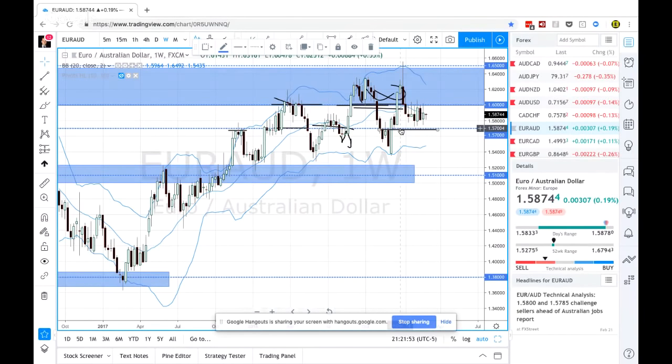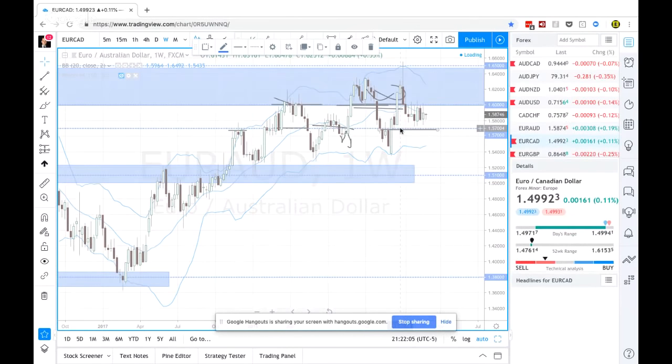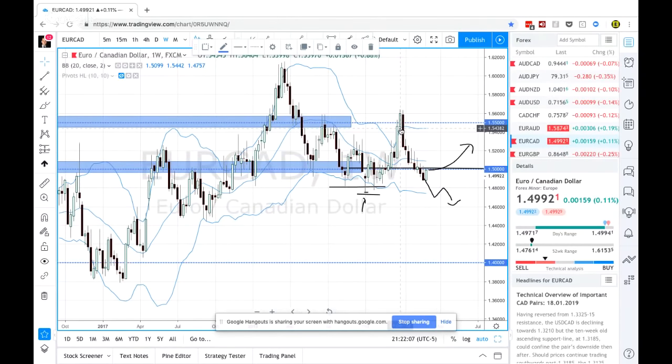Okay, we're in the middle of two zones, not really good to trade. Okay, so that's how I'm going to be working for this pair. So we have some more ranges and something a little bit more clear.